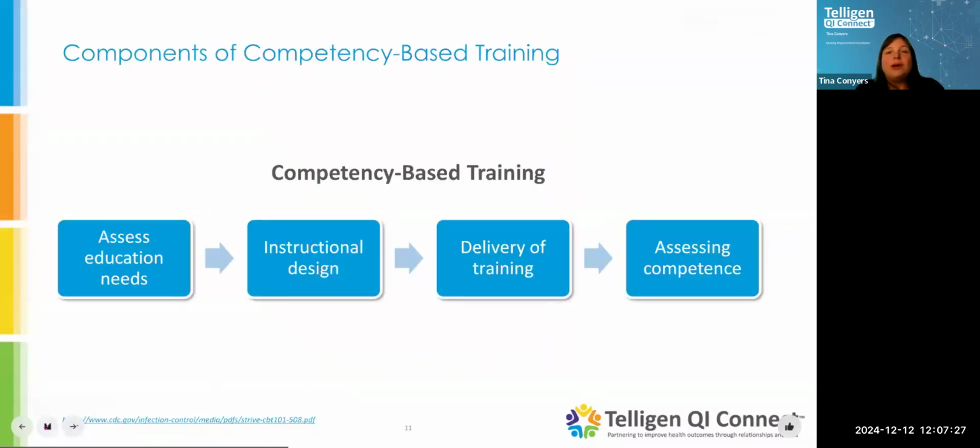It's just breaking down more about competency-based trainings. Here's where we're assessing what education our staff needs in order to perform a task correctly. There's an instructional design component with this kind of training. We're delivering training based on what we see, and we're assessing compliance with the process and procedure of a task. Competency training aims to build competency where it's lacking. We'll go to the next slide.